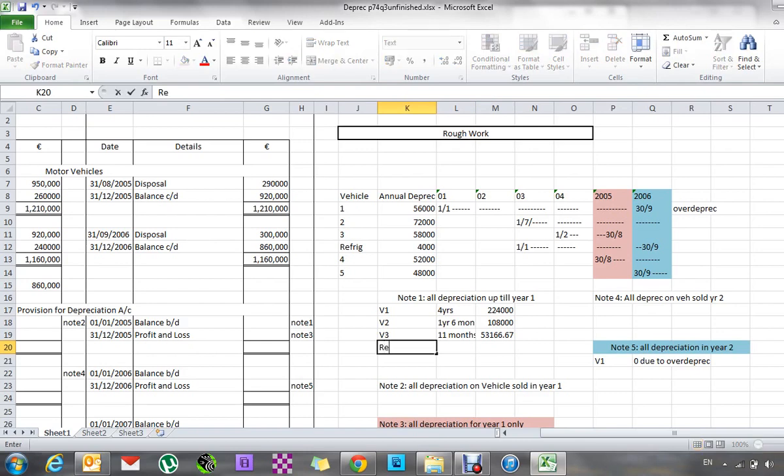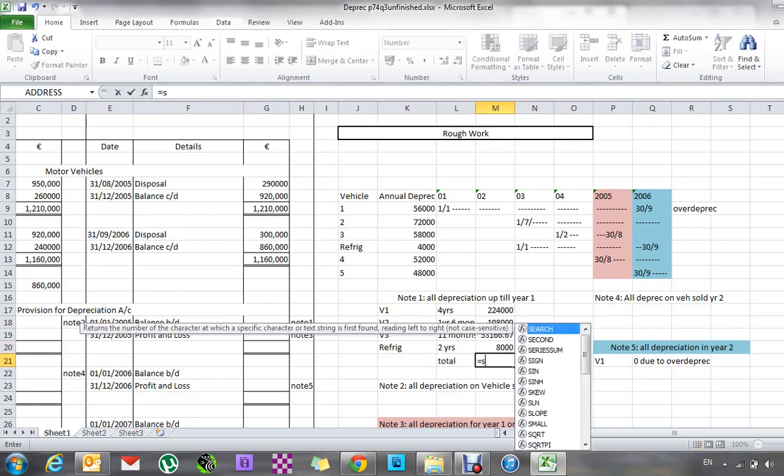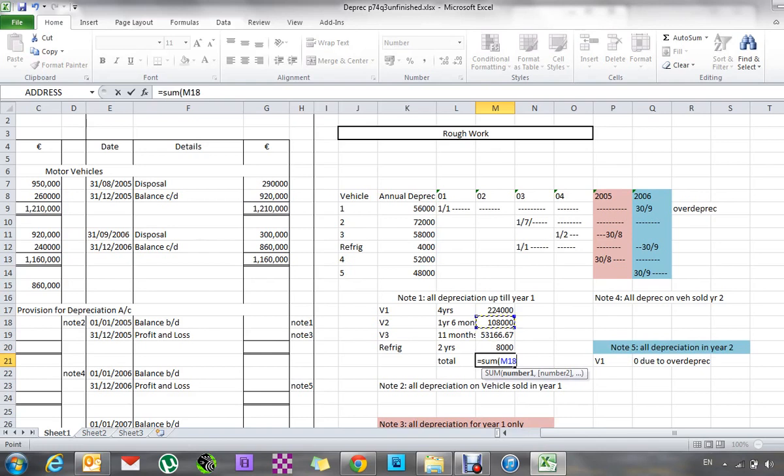And we also had a refrigeration. That one came in at the beginning of 03, so that's 2 years. So 2 years multiplied by 4 grand is 8 grand. And then we have a total, adding all the way down to there. Now, that total is automatically put in here. So that's the first note.